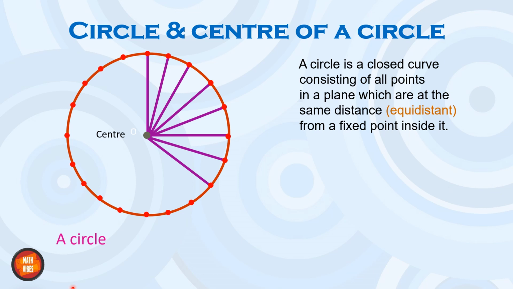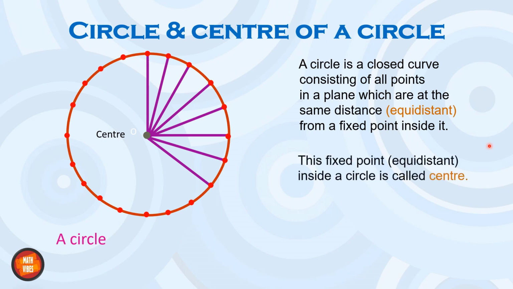Okay, if I draw infinite points on the boundary of this circle, and from the center I join them, then you will observe that the distance from the center to each point will remain the same, and when we draw infinite points over here, it will become a circle. So that is why the mathematical definition of a circle is that a circle is a collection of points in a plane which are at equal distance from a fixed point inside it.